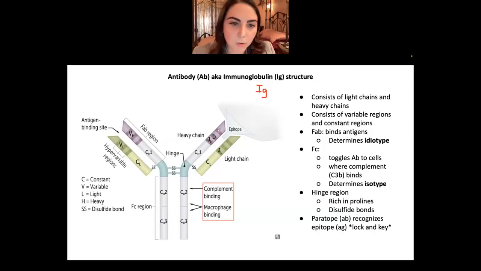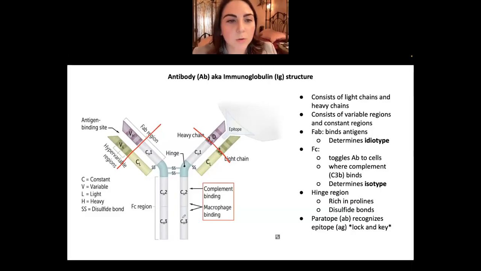So the heavy chains are the ones that go all the way down. They're the long ones. And then the light chains are the ones on the side here. There's also variable regions and constant regions. The variable region is going to be the very top, so see the V, VH, VL. This stands for variable region of the heavy chain, variable region of the light chain, and it would be the same thing on the other side. The constant region is the C, so constant region of the heavy, constant of the light, et cetera.